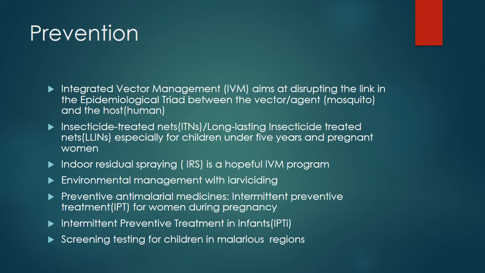Prevention. Integrated vector management aims at disrupting the link in the epidemiological triad between the vector or agent, the mosquito, and the host, the human. To this end, insecticide-treated nets and long-lasting insecticide-treated nets, especially for children under 5 years and pregnant women, are important. Indoor residual spraying is also an important tool in integrated vector management, as well as environmental management with larvicide in pools of stagnant water.